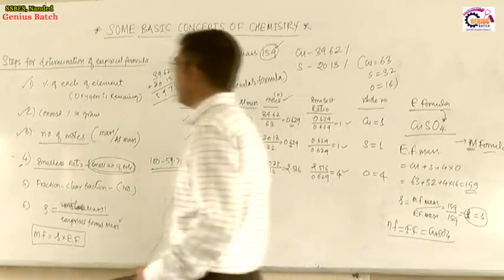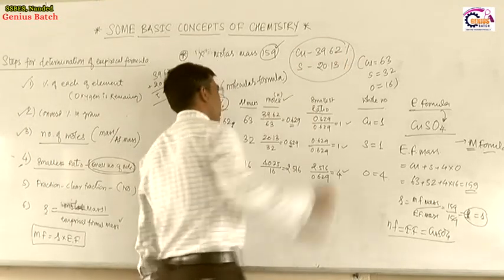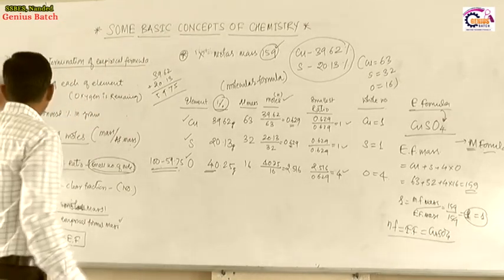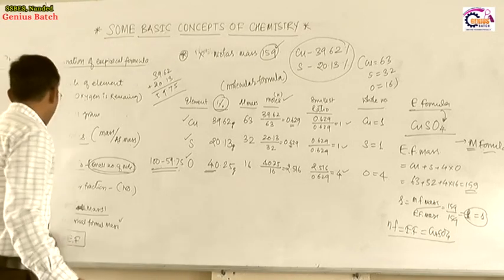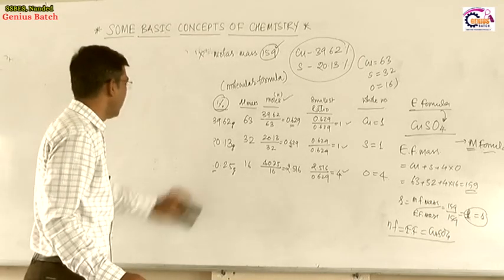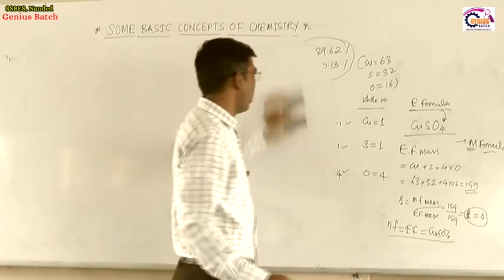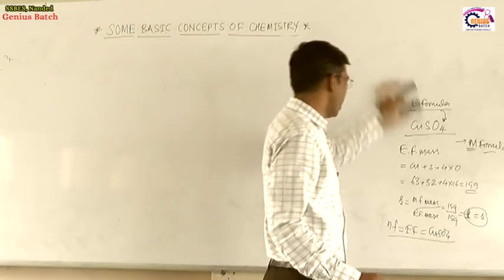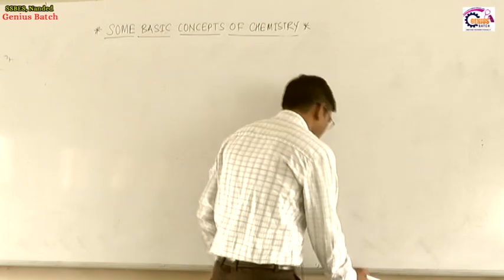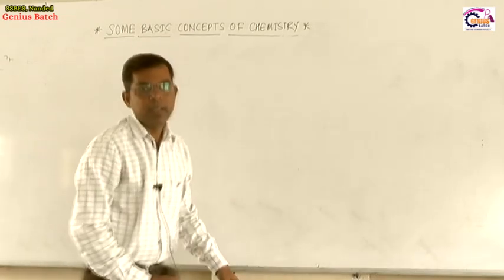For determination of the empirical formula, the most important thing is that the percentage composition of that element must be known. So in this way, one of the important and simple concepts, what is meant by empirical formula, is completed, as well as we know how to find the empirical formula and molecular formula of the compound.